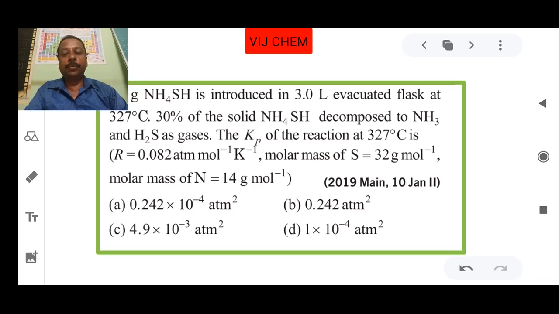Already 12 seconds are over. 20 seconds are over. 25 seconds. 30 seconds. 35 seconds. 40 seconds. 45 seconds. 50 seconds. 55 seconds, and it is 60 seconds.